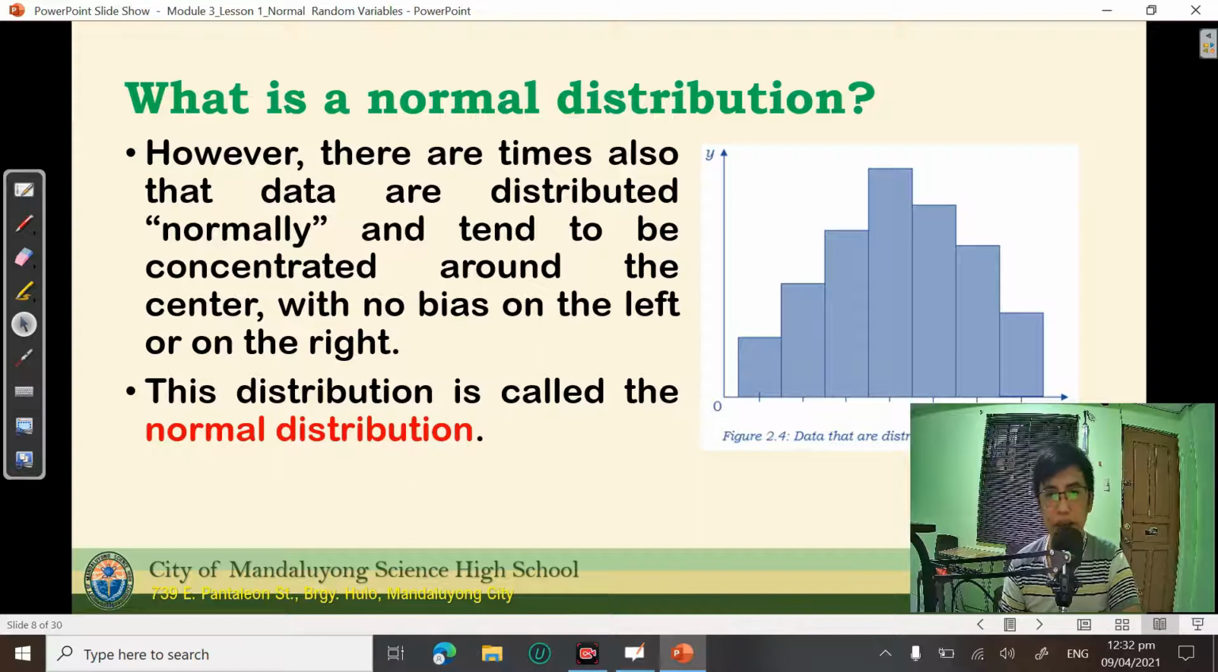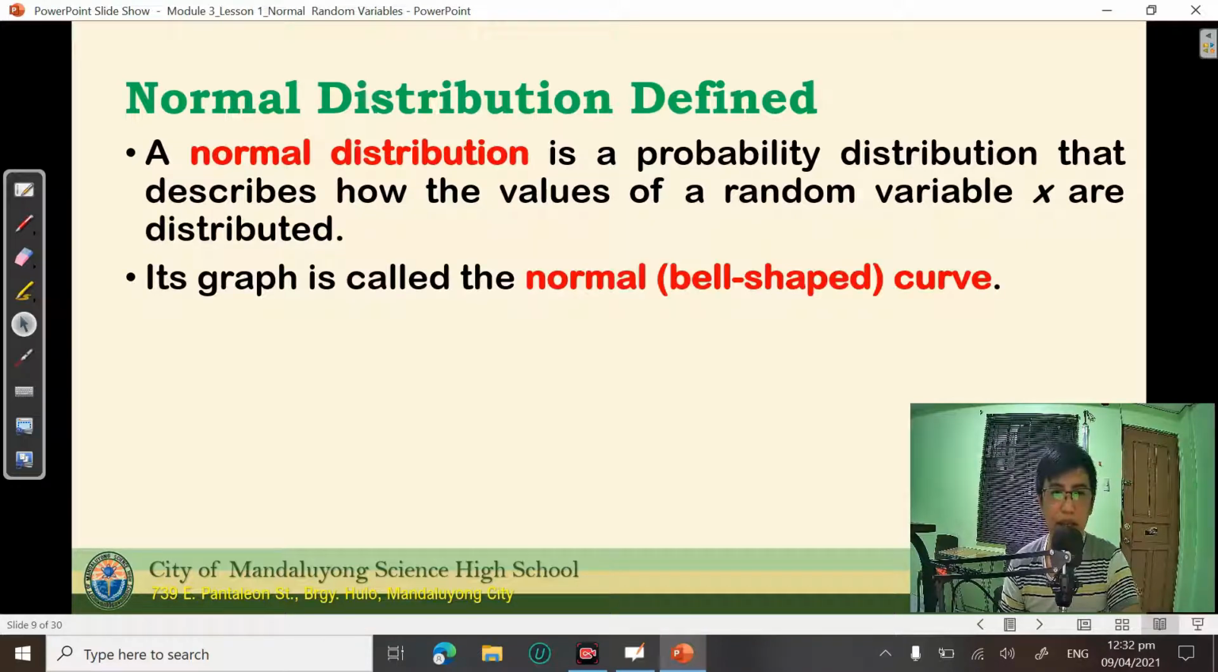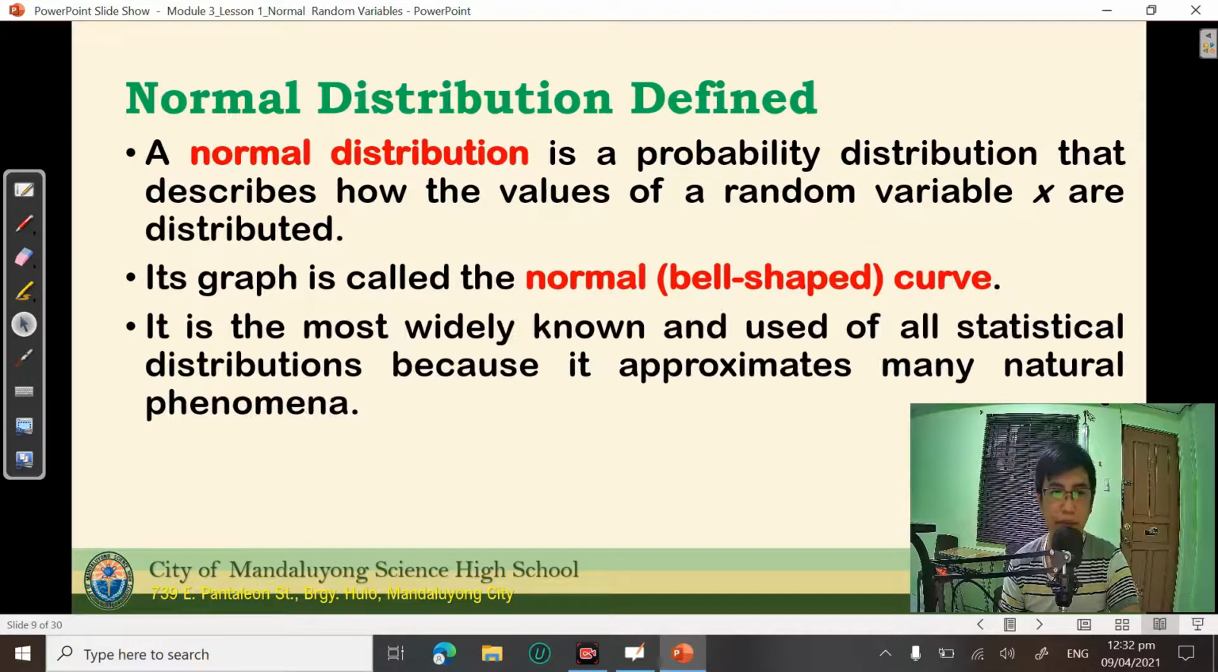So why is it called normal? Let's have the definition. A normal distribution is a probability distribution that describes how the values of a random variable x are distributed. And its graph is called the normal curve or the bell-shaped curve. They are the same thing. It is the most widely known and used of all statistical distributions because it approximates many natural phenomena. Later on, you will see that there are so many applications of the normal distribution.